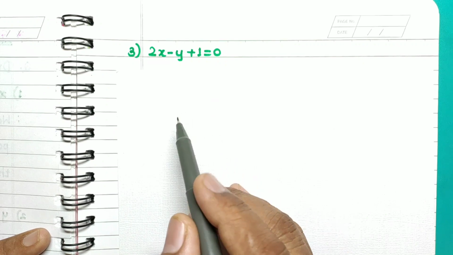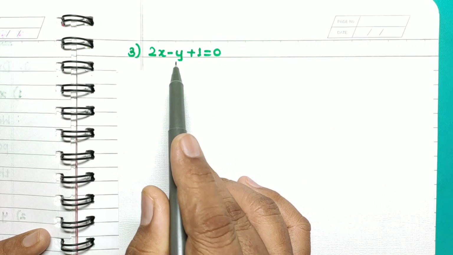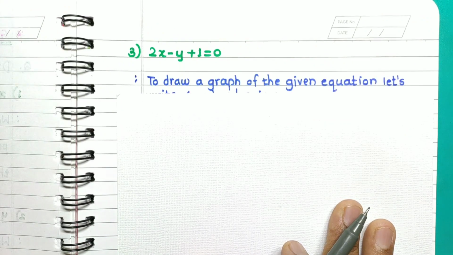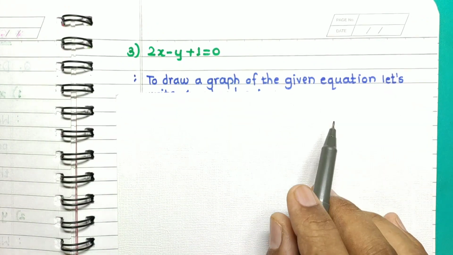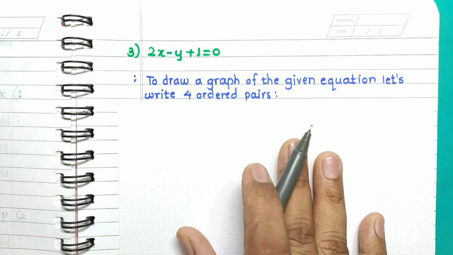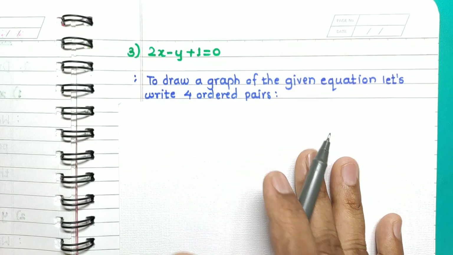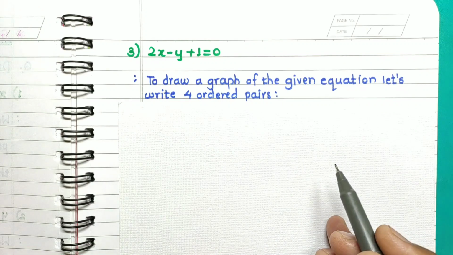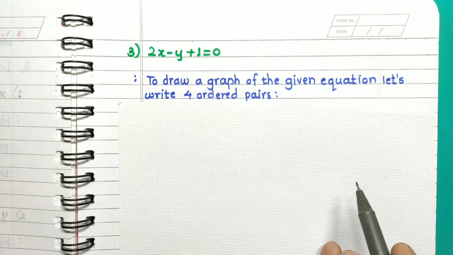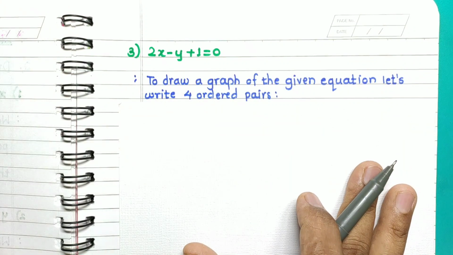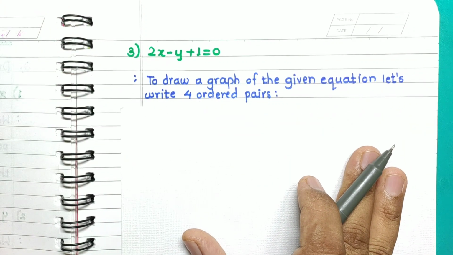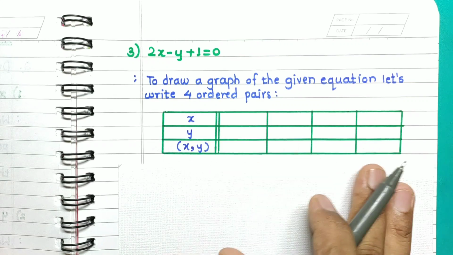Then let's consider the next linear equation, 2x minus y plus 1 is equal to 0. To draw a graph of the given equation, let's write four ordered pairs. For this, we are going to consider various values of x, and corresponding to those values, let's find values of y to get ordered pairs. And for that, I am going to make a table like this.